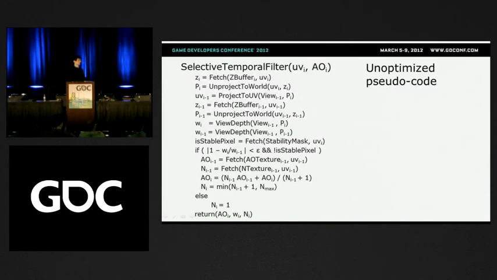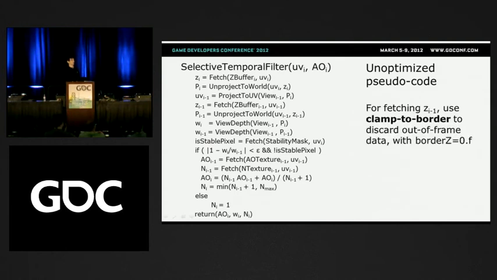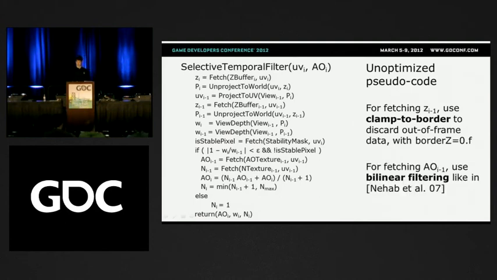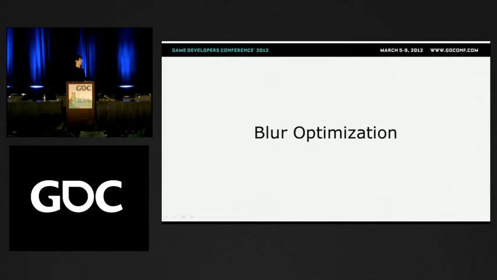Here's, for reference, the full listing of the selective temporal filtering algorithm. That's an optimized version. I just would like to mention that we used clamp to border for fetching the depth, so that the depth outside of the screen was invalid. And for fetching the AO, we used bilinear filtering.